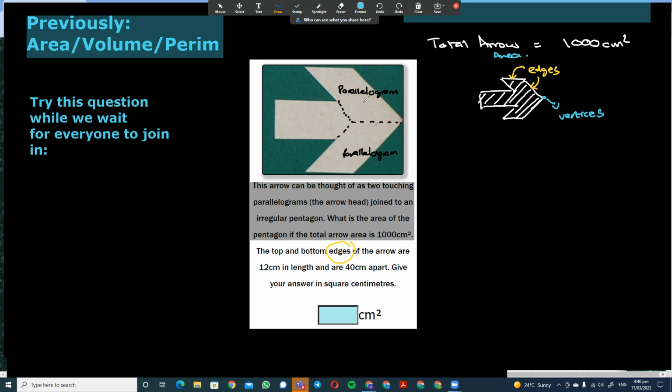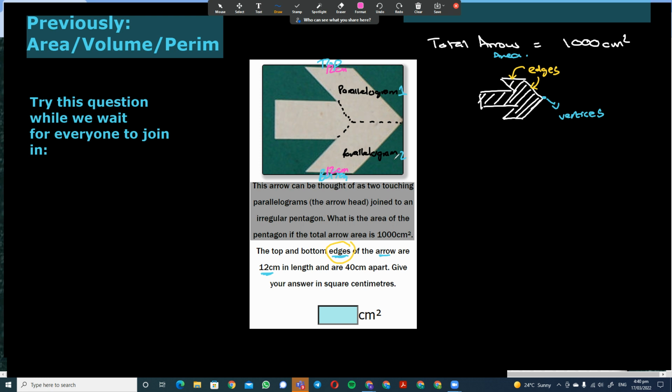I've now divided it into two parallelograms, parallelogram number one and parallelogram number two. And it says here the top and bottom edges of the arrow are 12 centimeters in length. So I assume that's the top and that's the bottom. That means each of these are going to be 12 centimeters. So I put 12 centimeters there and 12 centimeters over there.